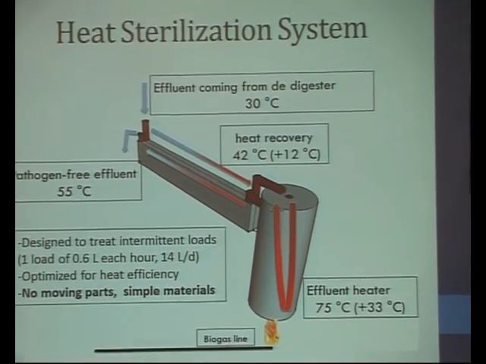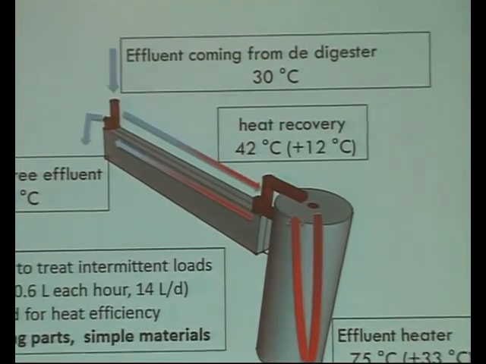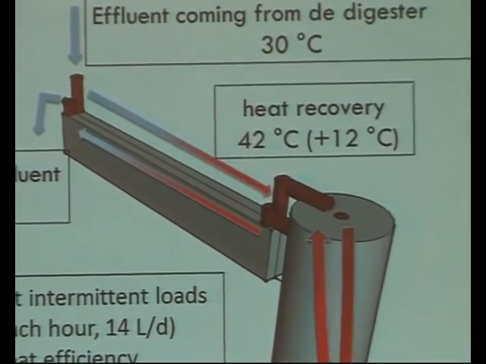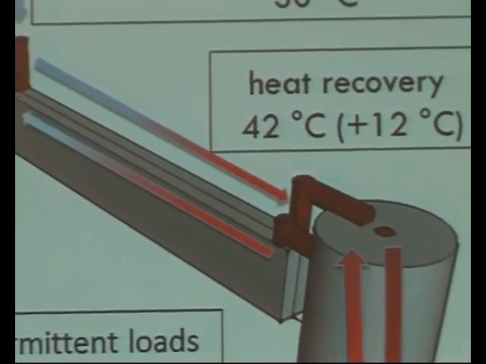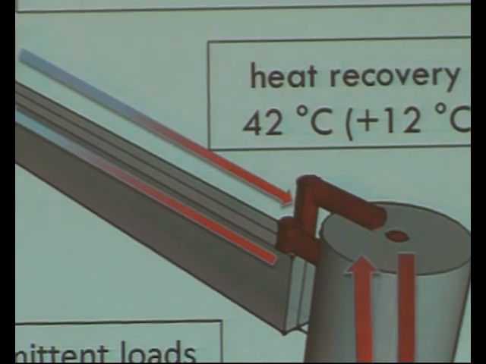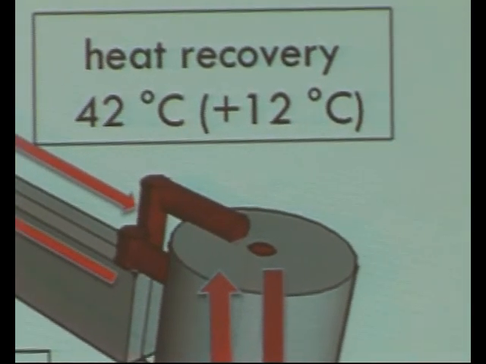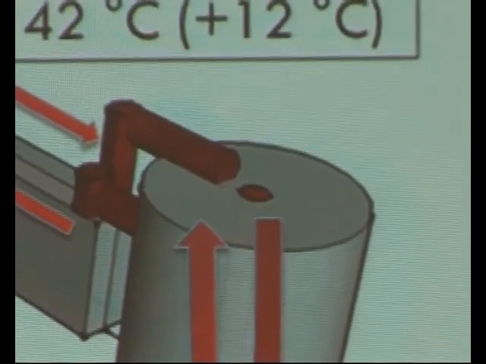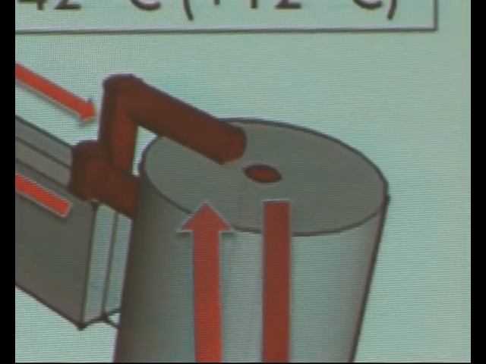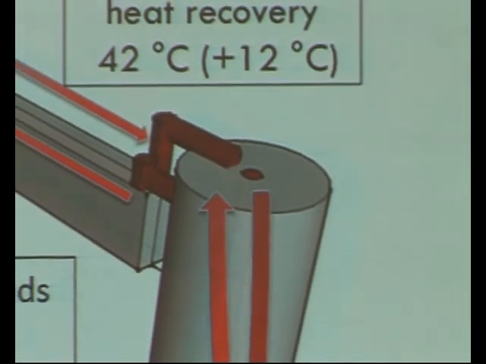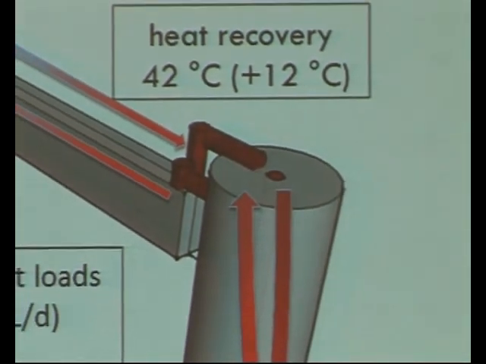And in this schematic, you see what it comprises. Essentially, a heat exchanger to your left and a heater to your right. It's a countercurrent heat exchanger, something very common in the chemical industry, except that this heat exchanger here is designed and works with intermittent loads. It works with very low flow.